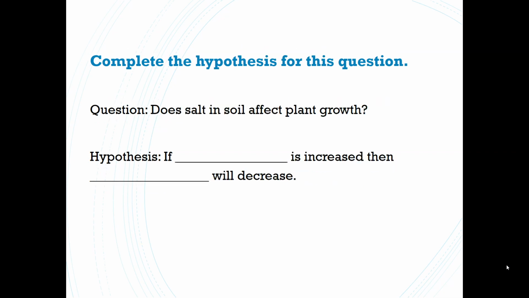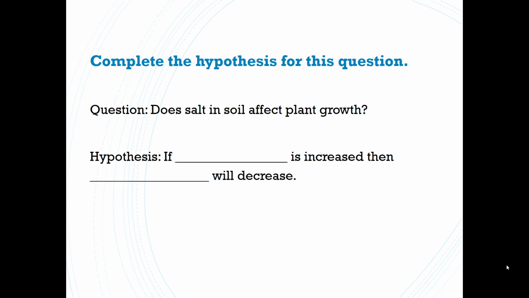Our next question: does salt in soil affect plant growth? Let's take a look at the hypothesis we're going to be completing. If blank is increased, then blank will decrease. All right, so first we need to find our independent and dependent variables from this question. What is the thing that we as scientists will be able to control in this experiment? Are we going to be controlling salt in soil, or are we going to be controlling plant growth? Hopefully by now we know that we would be measuring the plant growth, right?